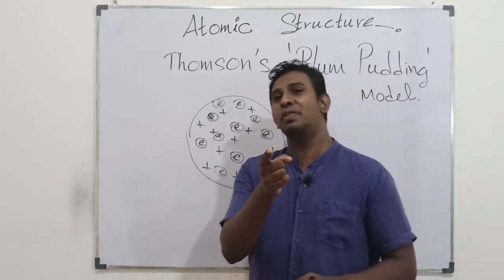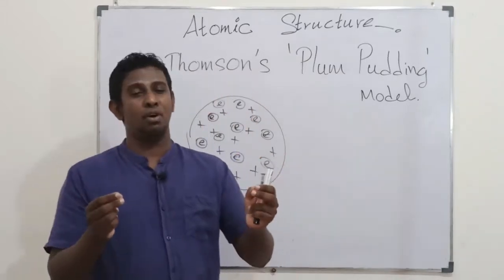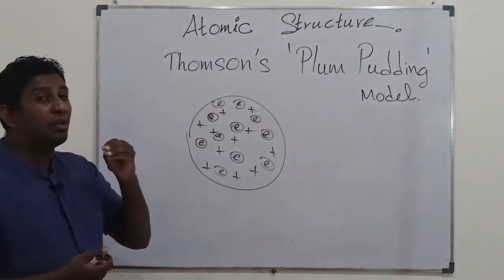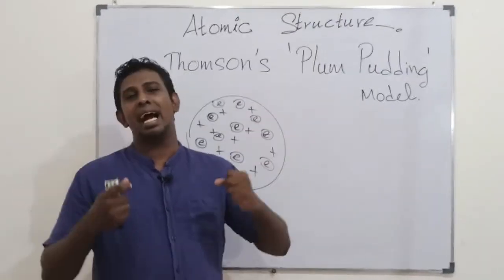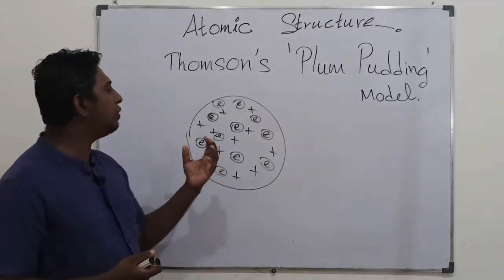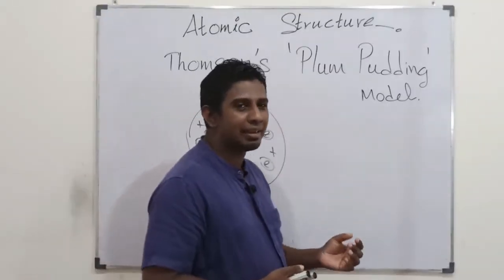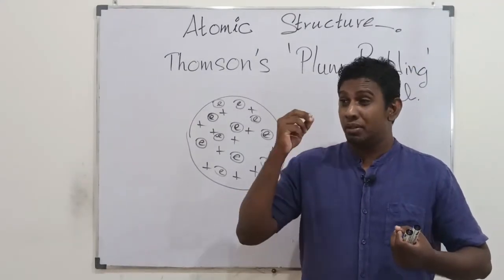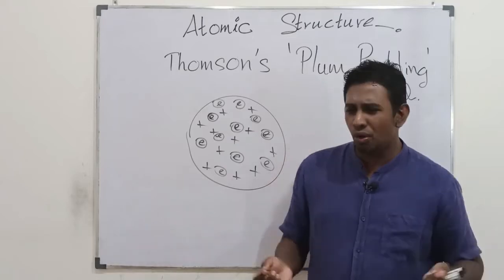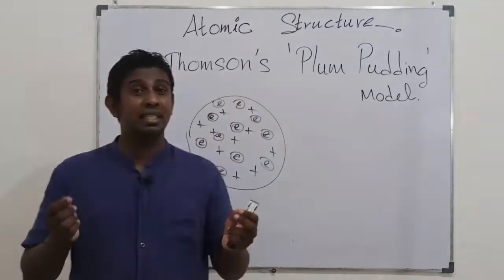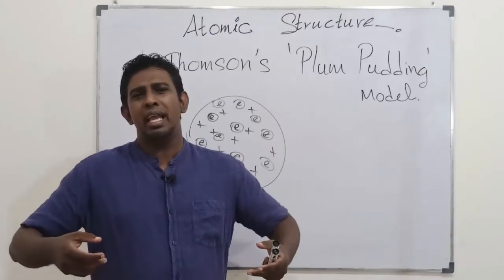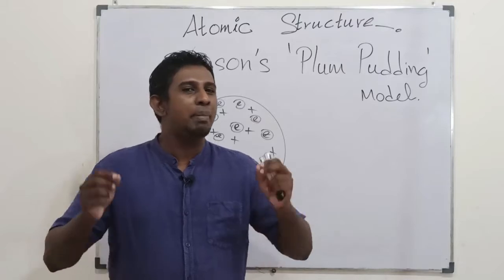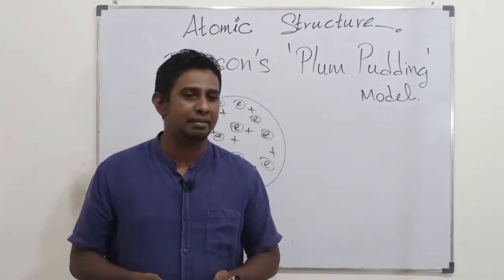But you need to know this fact as well. It was just before the discovery of protons. So he did not have an idea what these positive charges actually are. So it was called Thomson's plum pudding model. It was the very first model presented, so there was no experimental information; it was not based on experimental data.